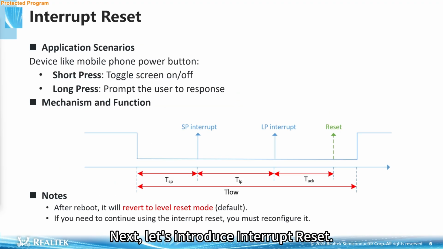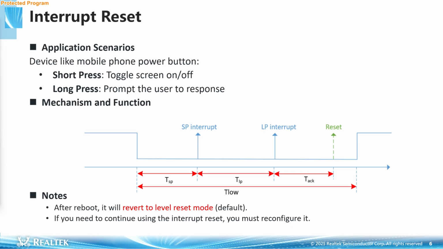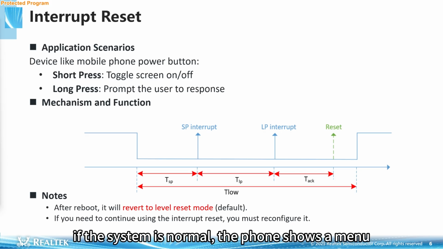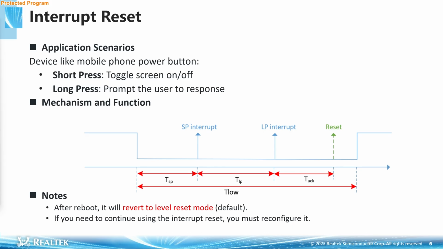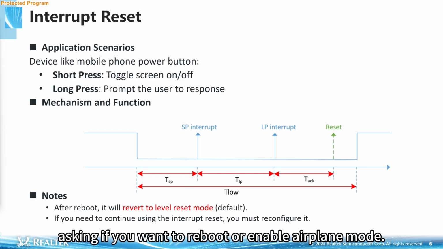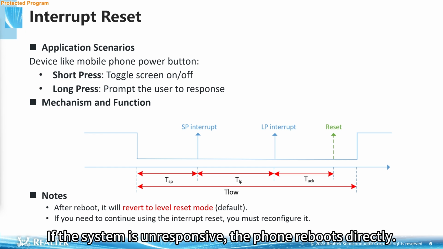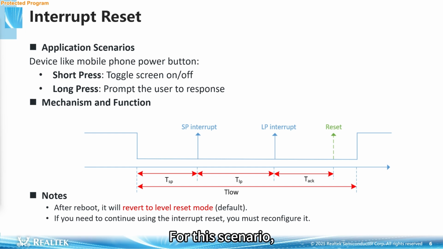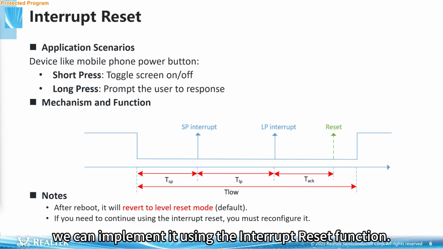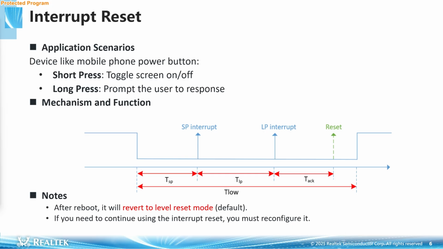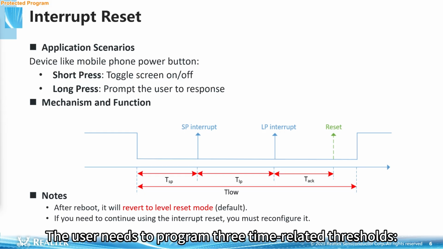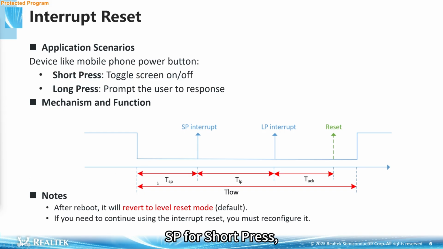Next, let's introduce interrupt reset. Its practical application is similar to a mobile phone's power button. With a short press, you can turn the screen off or on. With a long press, if the system is normal, the phone shows a menu asking if you want to reboot or enable airplane mode. If the system is unresponsive, the phone reboots directly. For this scenario, we can implement it using the interrupt reset function. The user needs to program three time-related thresholds: SP for short press, LP for long press, and AC.